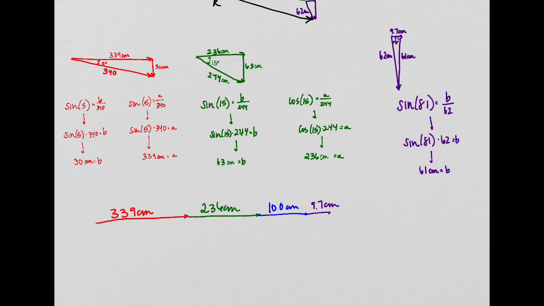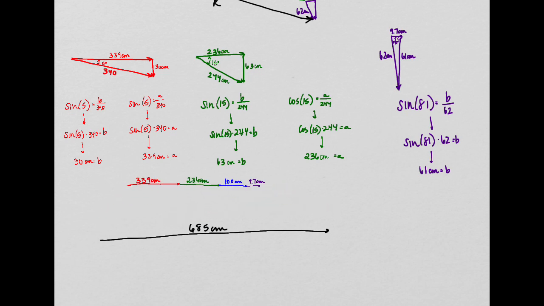So I'm going to add them all together and figure out how long this line is in centimeters. And when I do that, I find that this horizontal component, this whole thing, is 685 centimeters. All right, so I can get rid of that guy, and I can now determine my vertical components. So I'm just going to move that over here so we remember what we did. All right, now I'm going to find my vertical length.